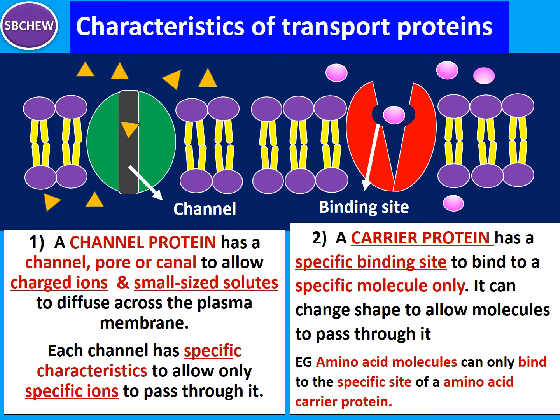Let's look at some characteristics of the transport proteins. Firstly, the channel protein. It has a channel or pore or canal to allow the charged ions and small size solutes to diffuse across the plasma membrane. Because the pore is quite small, it can only allow the small ions and small molecules to pass through it. Furthermore, each channel has specific internal characteristics that allow only specific ions to pass through it. So it's specific in its function.